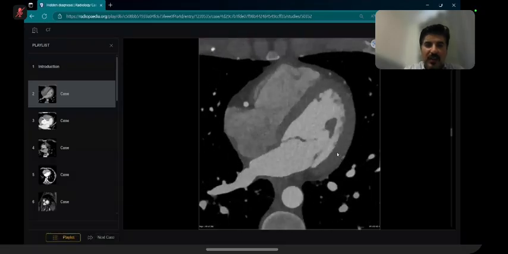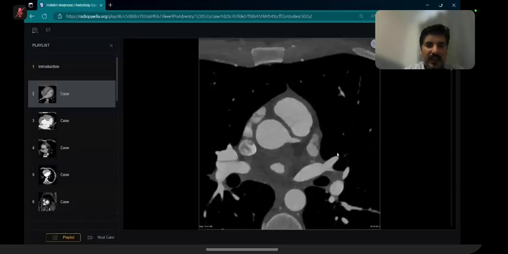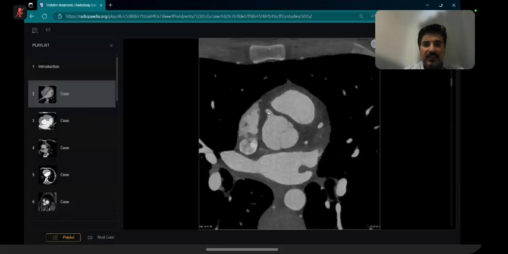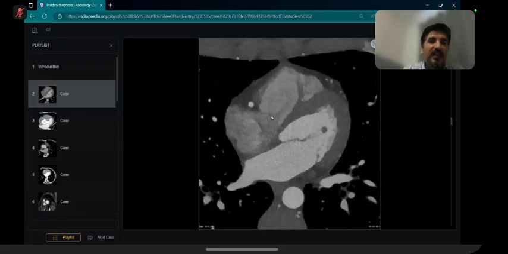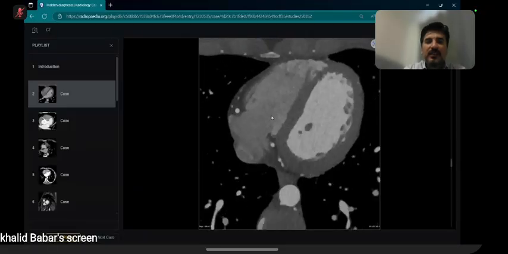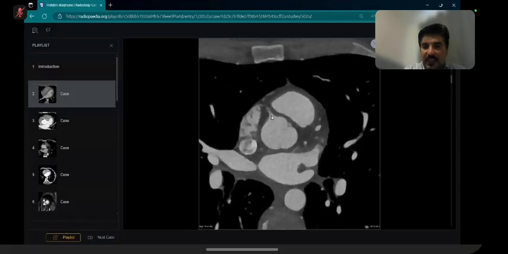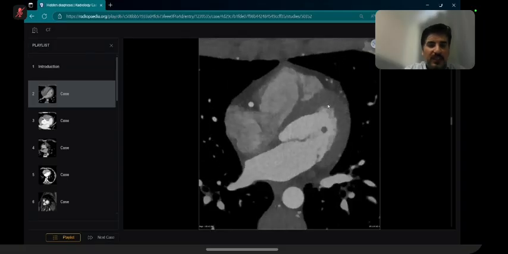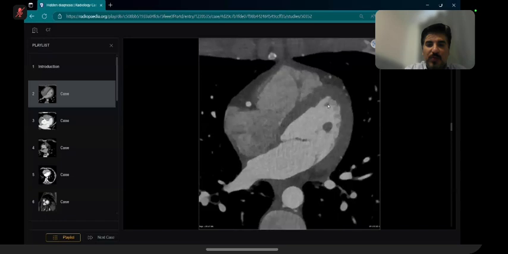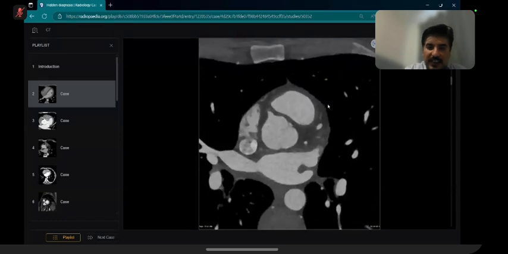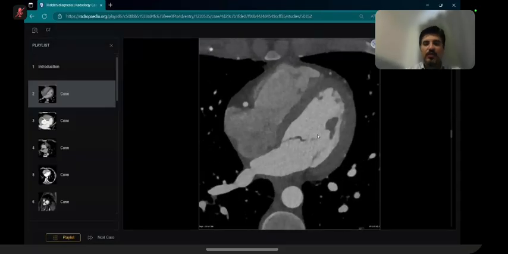So to summarize, we have three coronary arteries. One, the right coronary artery, which arises at the 12 o'clock position. It supplies the inferior portion of the left ventricle and most of the right ventricle. The LAD, the left anterior descending artery, supplies the anterior portion of the left ventricle and the septum. And we have the third branch, the LCX, which supplies the lateral wall of the left ventricle. So this is the vascular distribution of the coronaries.